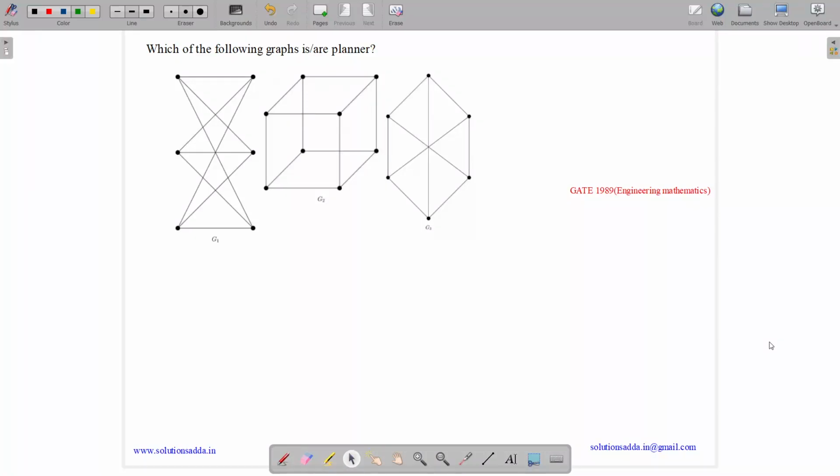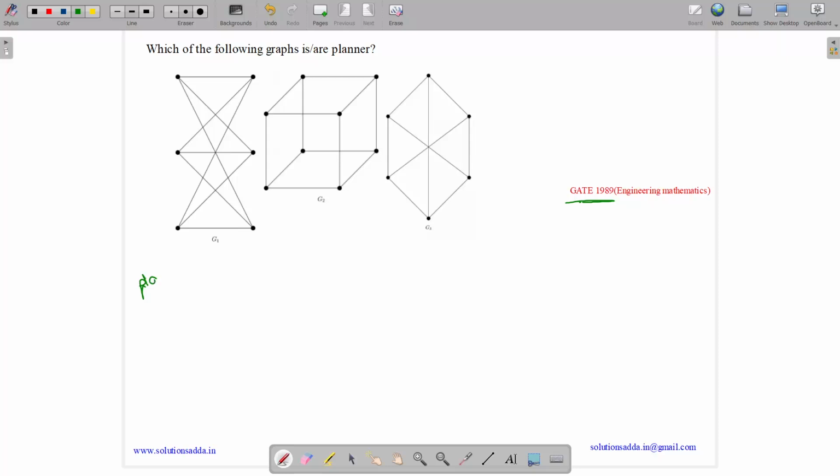This question belongs to the engineering mathematics subject and was asked in GATE CSE 1989. It is related to planarity and planar graphs. The question asks which of the following is planar. We are given three graphs G1, G2 and G3 and we need to tell which of the following graphs is planar. So what is a planar graph?